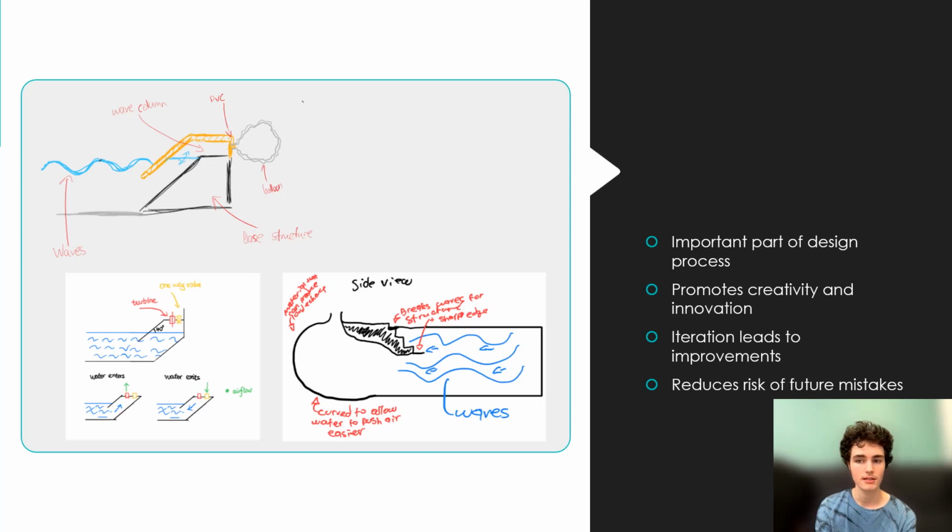Annotations are important as they provide insight into what the designer was thinking at the time, reducing confusion when looking back. The top left design features a relatively large base structure to increase the air pressure within the wave column. The solution below this includes a larger opening and column, as well as the output being placed at the top rather than on the side. The final design features a curved wall to allow water to push air out more easily, with the ceiling being tiered to break waves, increasing the structure of the device.